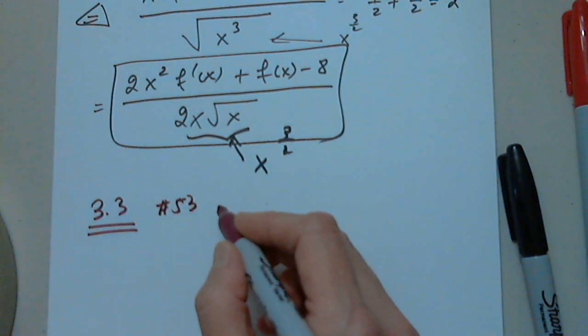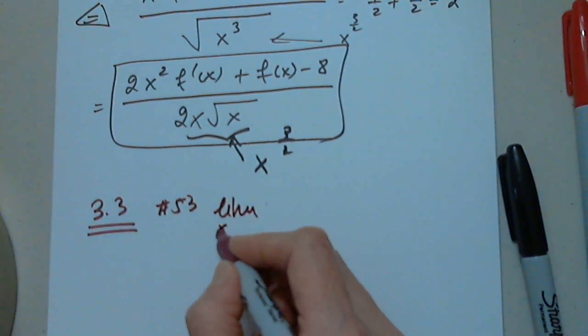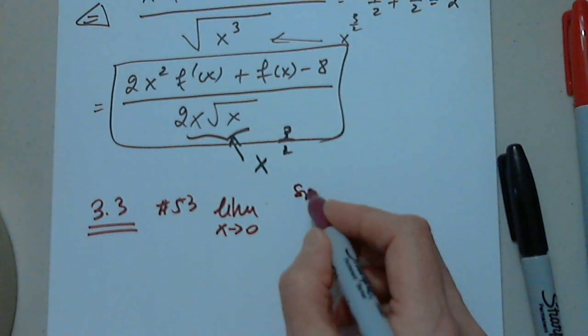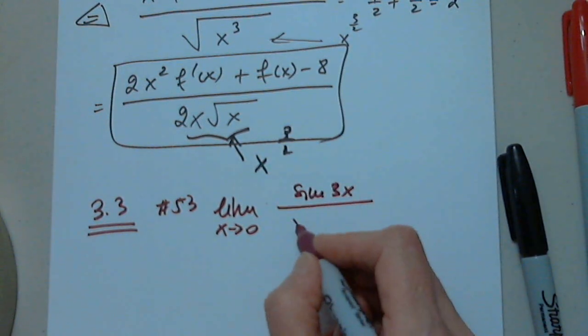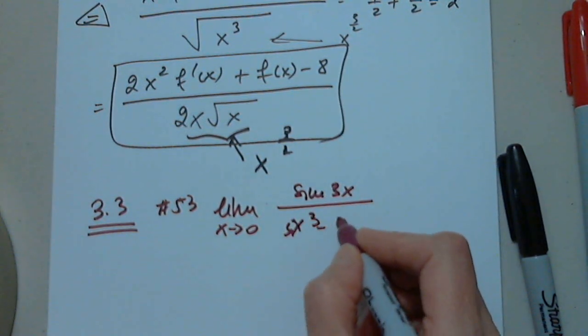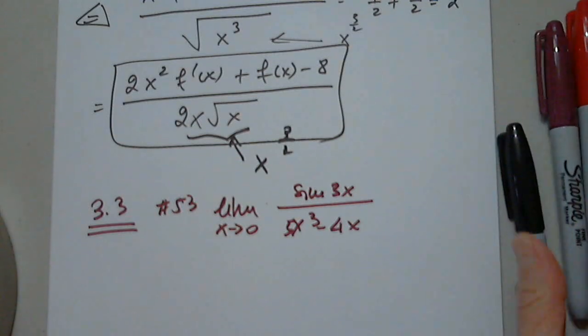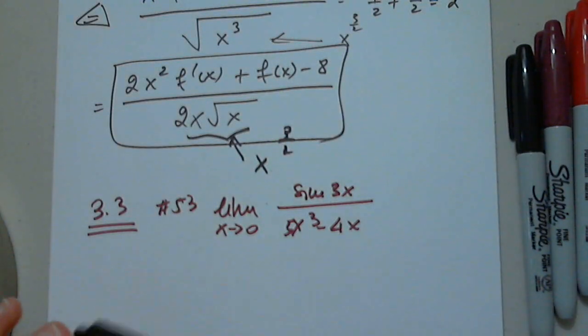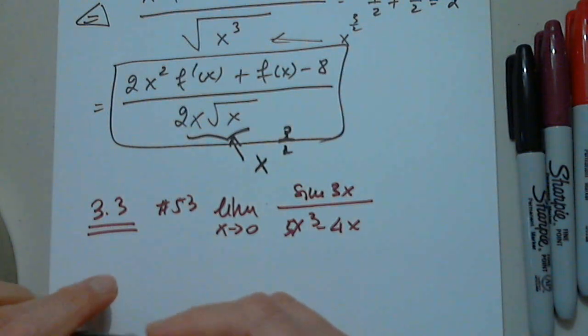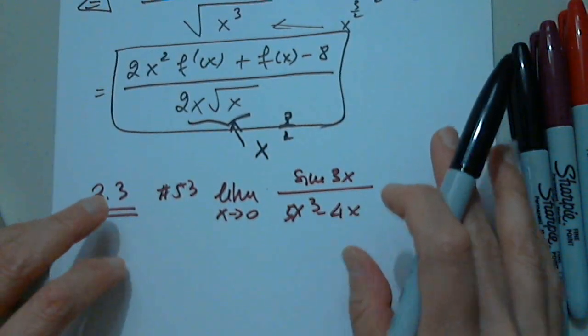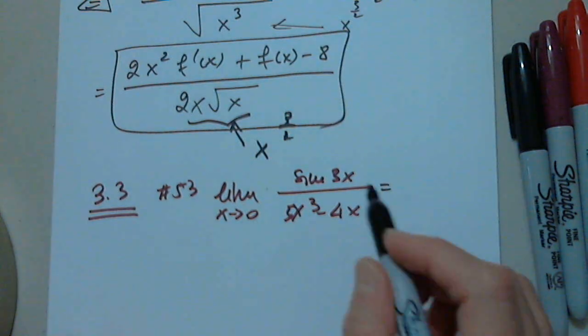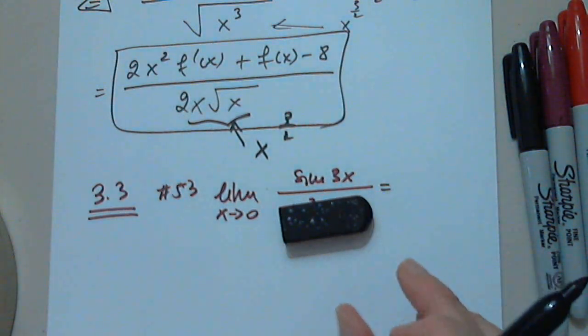So 53 is limit as x approaches 0, sine 3x divided by 5x to the third and minus 4x. Perfect. Can anyone tell us how to start? What do we need to do first when it comes to limits? Plug it in. Yes, awesome. Thank you so much. Can anyone tell us where is the numerator going?